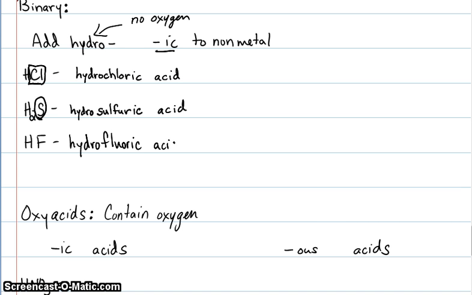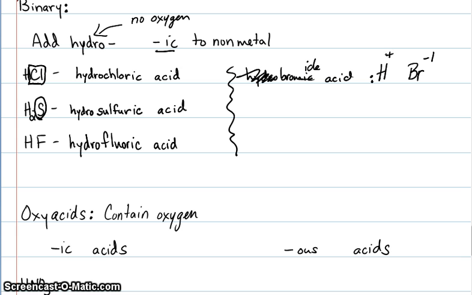What if it's the reverse process? What if you're given the word like hydrobromic acid? If you're given that and asked for the formula, it's not really hard. Just take the hydro and get rid of it. Take the ic and change it to ide, and that spells bromide, which is Br minus 1. Now H is H plus 1, so use your charges and figure out what you get. You just get HBr.